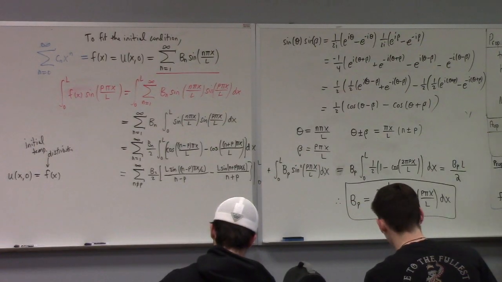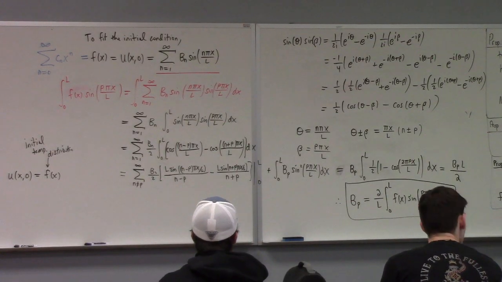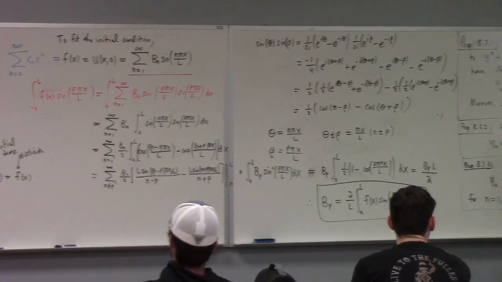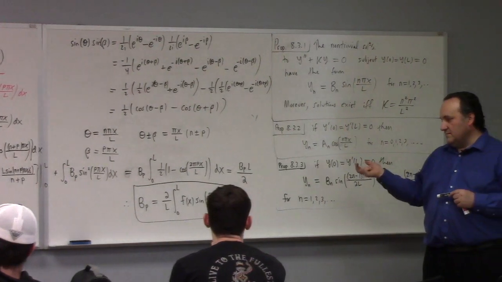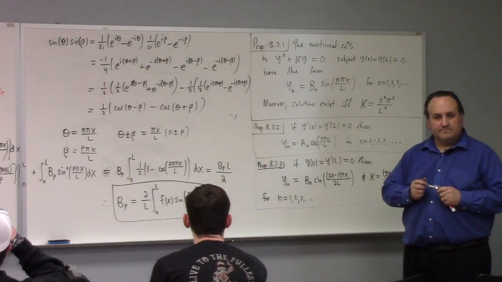To calculate the coefficient for the Fourier series, we multiply the given function we're interested in expanding by either a sine or a cosine, depends on the context, but in this case a sine, and we just integrate over the interval that's interesting.